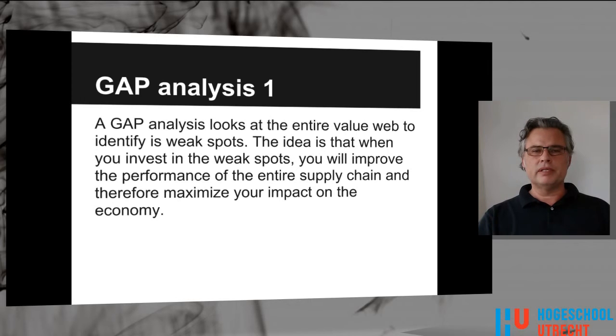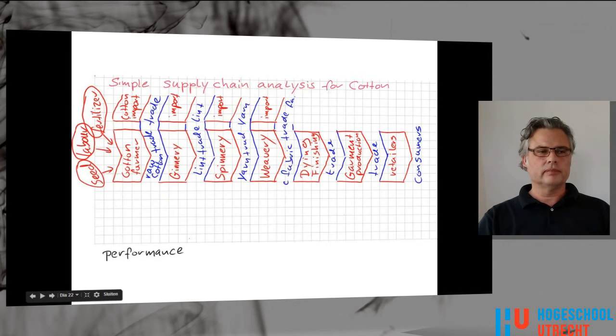When the value web is hampered by capacity or quality problems in one of its stages, the entire web will not function as well. When you focus your investment on the bottleneck in the value web, you might be able to improve the performance of the entire value web and therefore create more impact on the local economy.